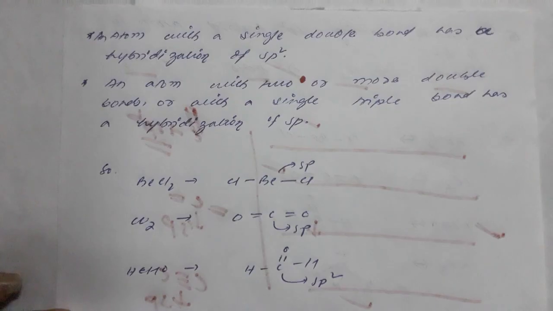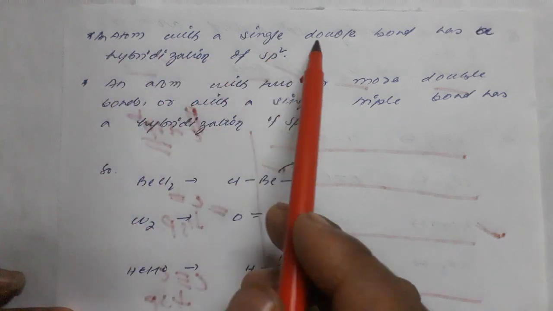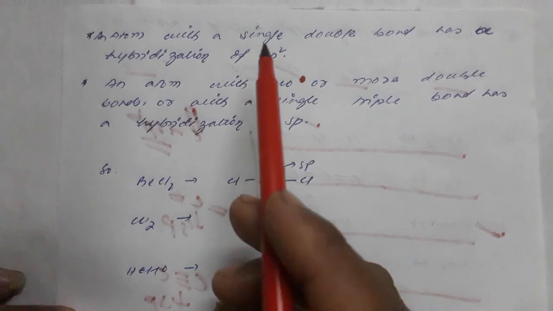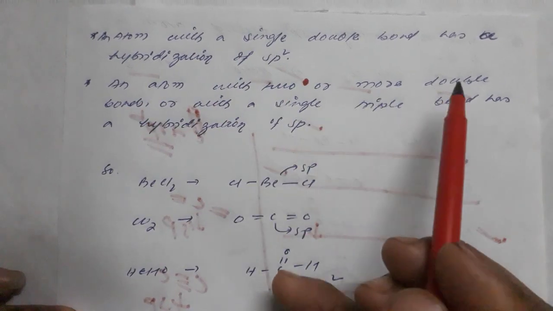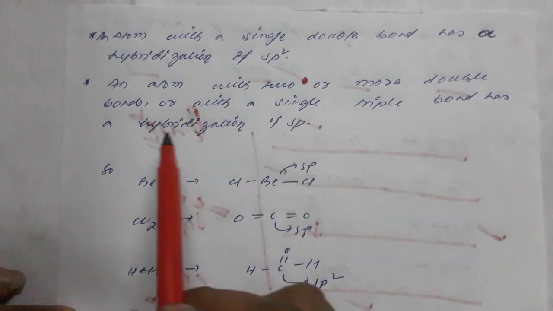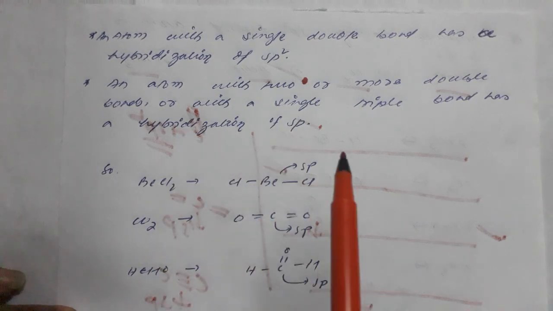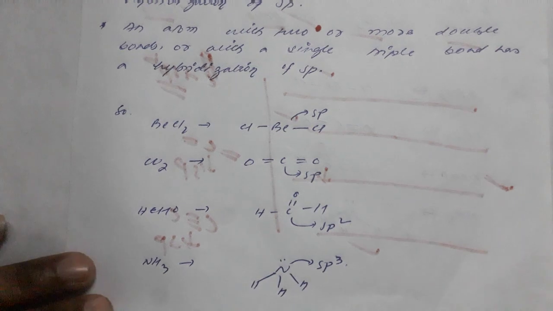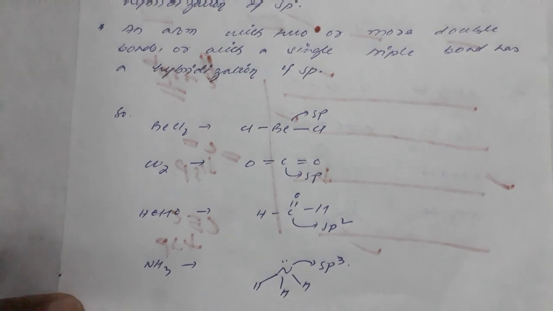If you want to see the explanation, you can have a look here. An atom with a single double bond has a hybridization of sp2, but an atom with two or more double bonds or with a single triple bond has a hybridization of sp. So here I have shown the structure and the hybridization also. So try to go through this. This is an important point.